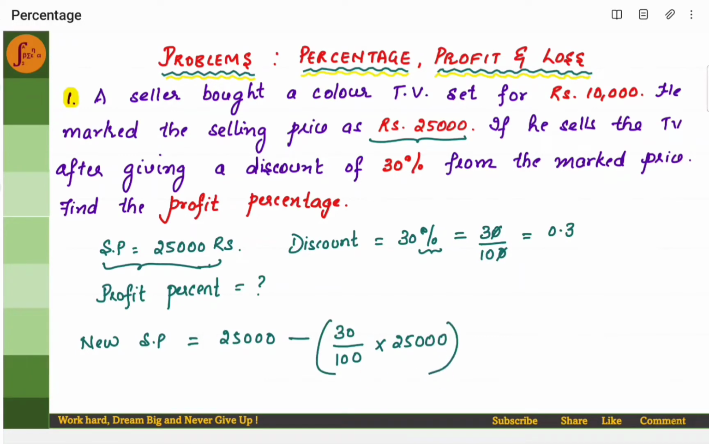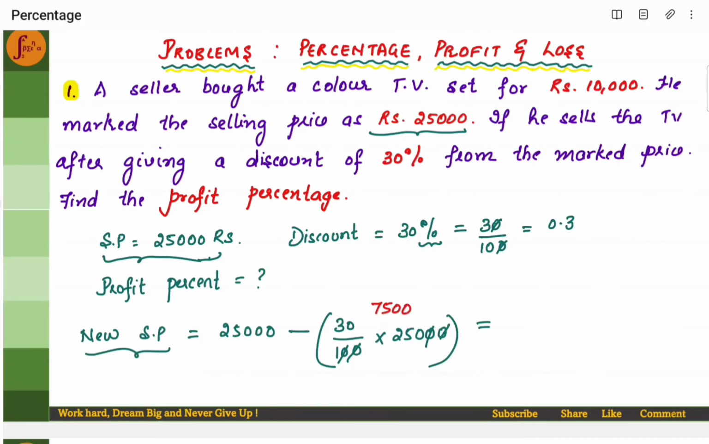So, therefore, the new selling price will be, this is going to be 7,500 rupees. So, it will be 25,000 minus 7,500 rupees, which is equal to 17,500 rupees. So, this is the new selling price. This is what is sold to the customer, 17,500 rupees. Now, what is it we have to find? We have to find profit percentage.